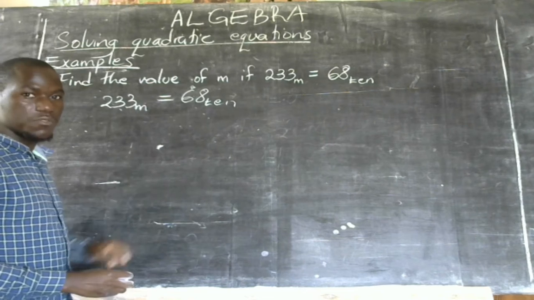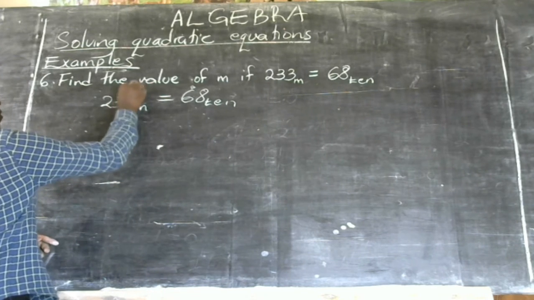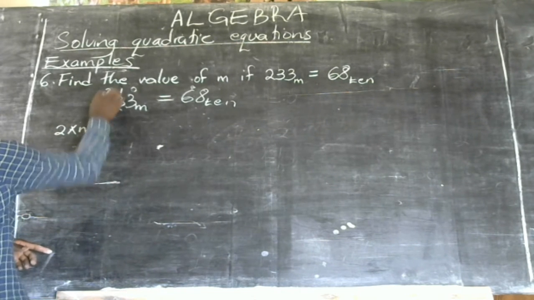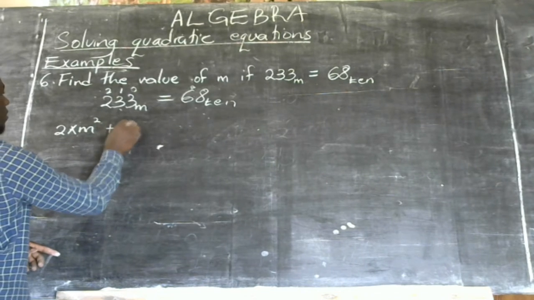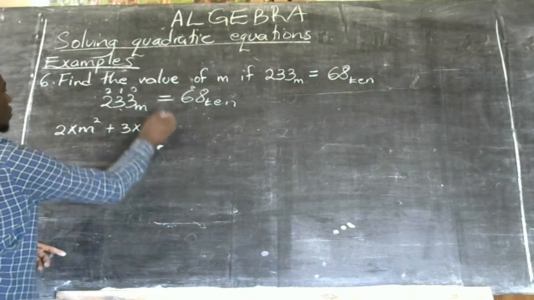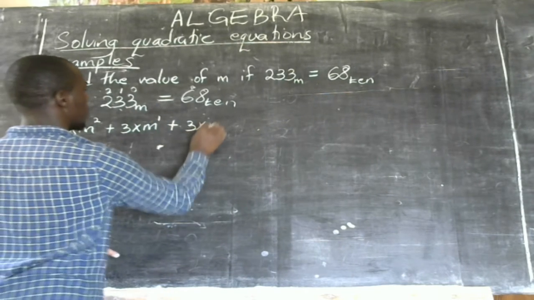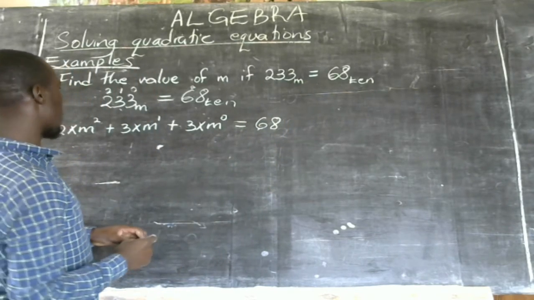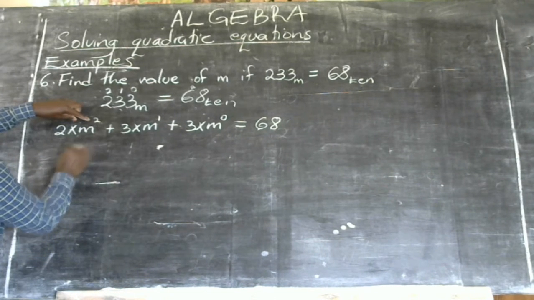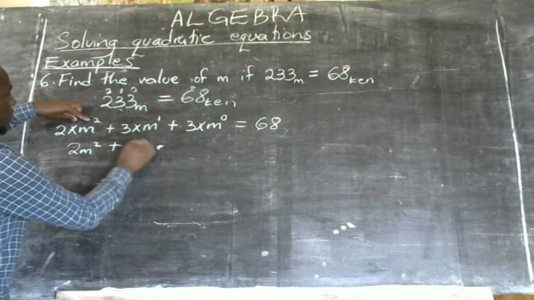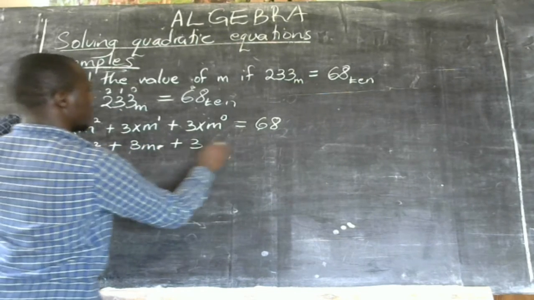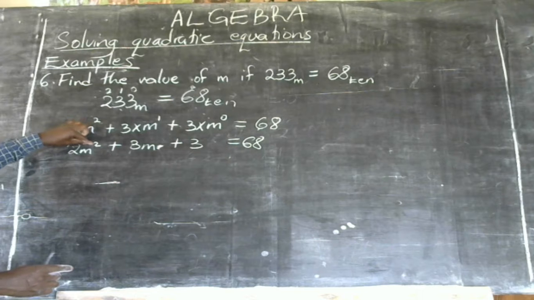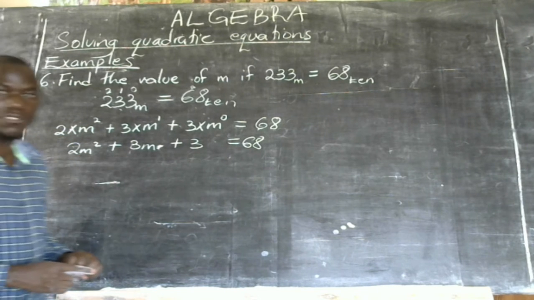Expanding the left hand side, we said we first give powers starting from the right, that is 0, 1, 2, then 2 times m raised to that power, plus 3 times m raised to that power, then plus 3 times m raised to that power is equal to 68. So this becomes 2m squared plus 3m, then plus 3 is equal to 68. This becomes a quadratic equation because the power of the variable is raised to 2.